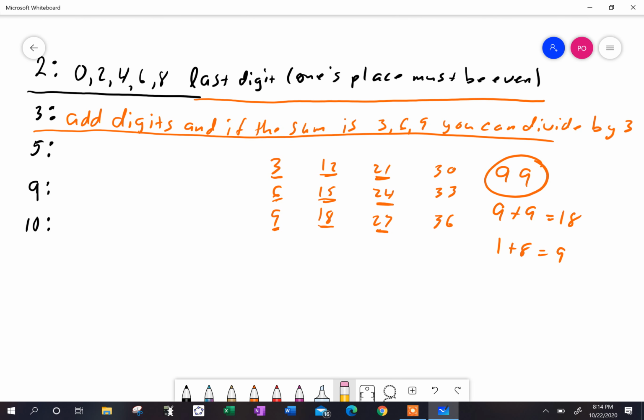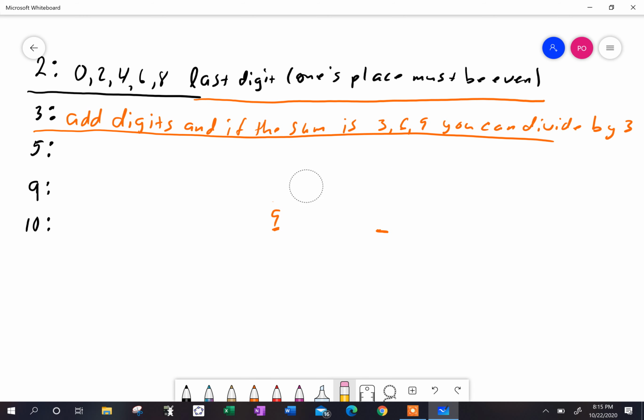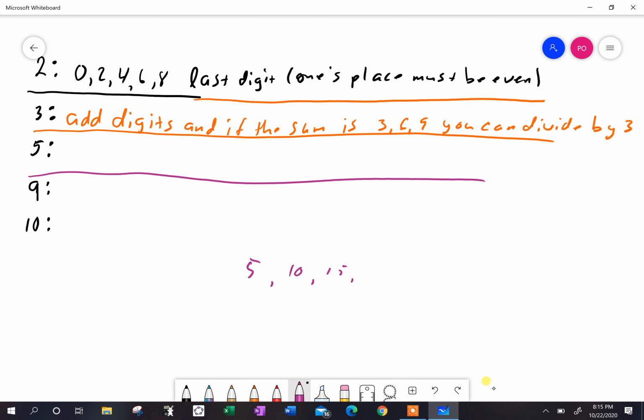Now, I'm sure you probably know the rule for 5. And the rule for 5 is pretty simple. If you look at the numbers 5, 10, 15, 20, I'm sure you'll notice that the ones digit must be a 0 or a 5. And if it is, then you can divide that number evenly by 5.